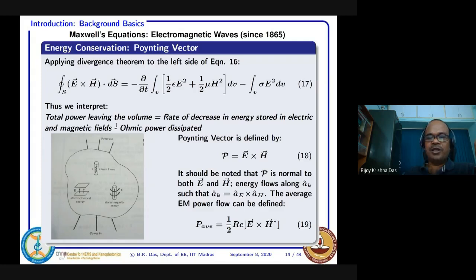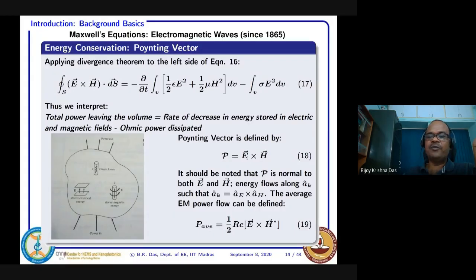Okay, that is a model, but mathematically, E cross H is a vector, the left hand side of equation 17. That vector we represent as P. So this P is a vector here, that is called the Poynting vector. So this Poynting vector is the E cross H.